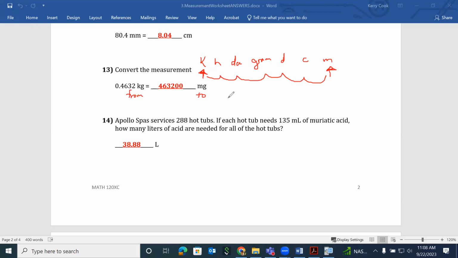And so taking 0.4632 kilograms, we need to move the decimal in the direction that we're sliding it on this system we've created here. So 1, 2, 3, 4, 5, 6. Any missing spaces we fill in just like place value. And so that's why our result is 463,200 milligrams. It makes sense because a kilogram is a much larger unit. It would contain a lot of milligrams. So that's a very sensible result.